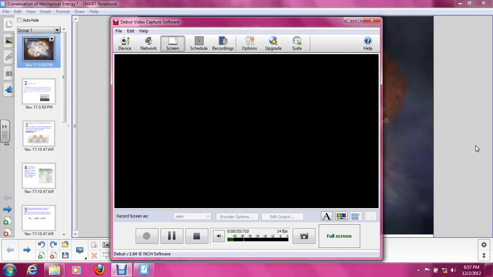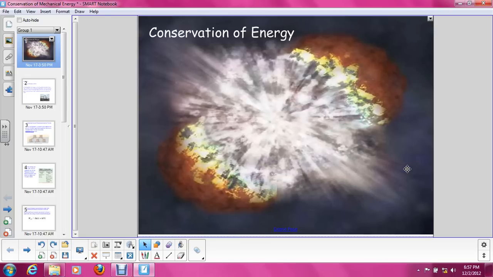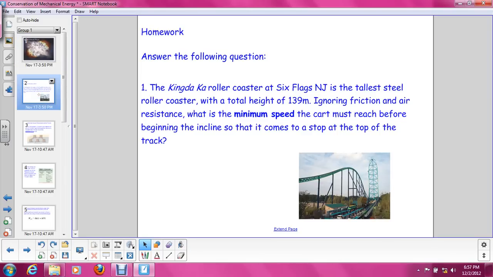Conversation of energy by talking about the conservation of energy. And if you remember, we have talked about work, kinetic energy, and two different kinds of potential energy, elastic and gravitational. Before we get started on the slides, I wanted to show you the homework problem so that throughout the video you can keep an eye out for how to solve a problem like this.